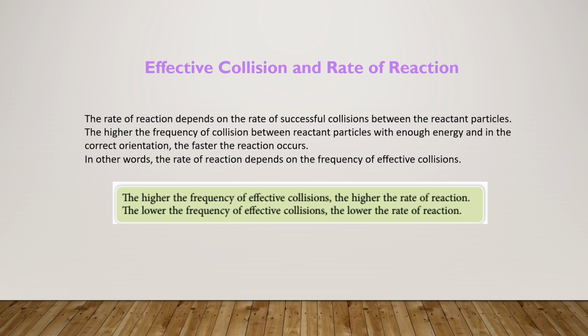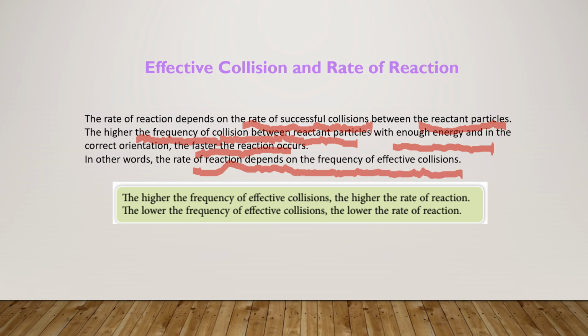Effective collision and rate of reaction. The rate of reaction depends on the rate of successful collision between the reactant particles. Successful collision, as cikgu explained before, is effective collision, meaning a collision between particles that can produce the product. So, can produce product meaning the reaction happens. So the higher the frequency of collision between reactant particles with enough energy in the correct orientation, the faster the reaction occurs. In other words, the rate of reaction depends on the frequency of effective collision. So the higher the frequency of effective collision, the higher the rate of reaction. When the frequency of effective collision is lower, the rate of reaction is lower.